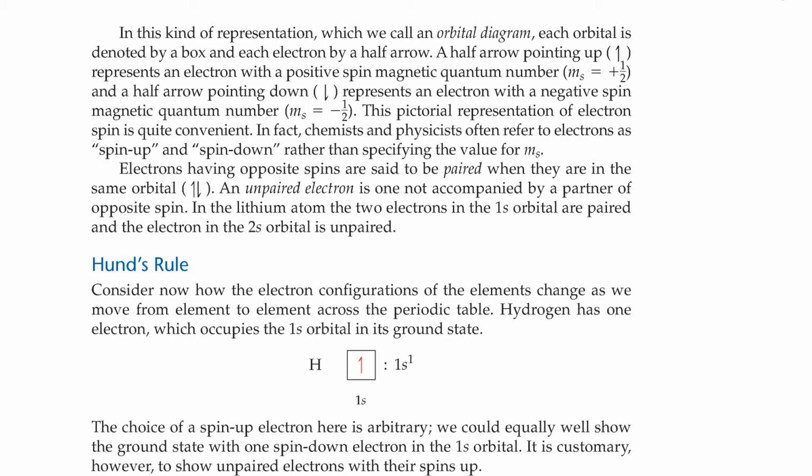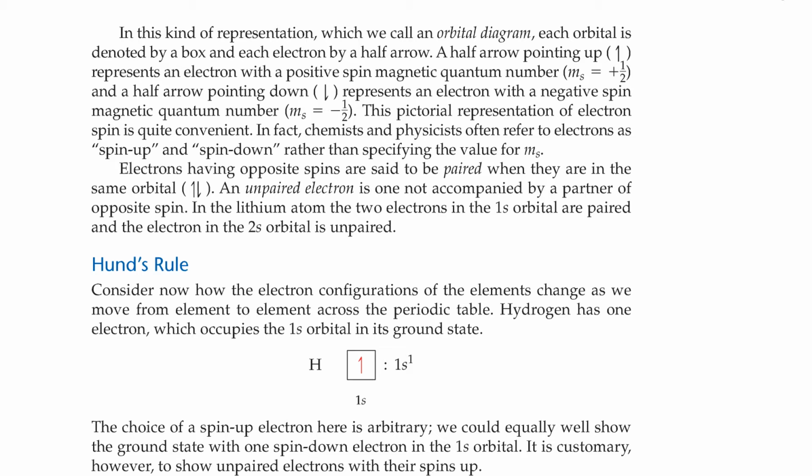This pictorial representation of electron spin is quite convenient. In fact, chemists and physicists often refer to electrons as spin up and spin down, rather than specifying a value for ms. Electrons having opposite spin are said to be paired when they are in the same orbital. An unpaired electron is one not accompanied by a partner of opposite spin. In the lithium atom, the 2 electrons in the 1s orbital are paired, and the electron in the 2s orbital is unpaired. Section 1. Hund's rule.